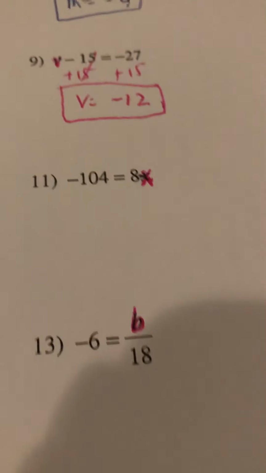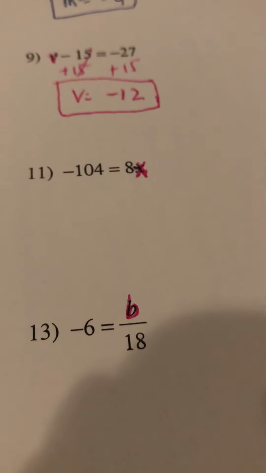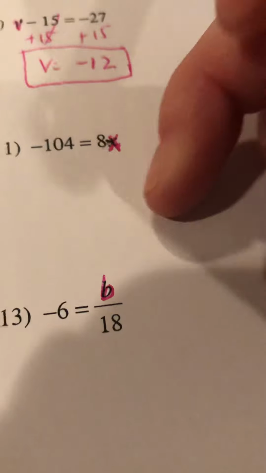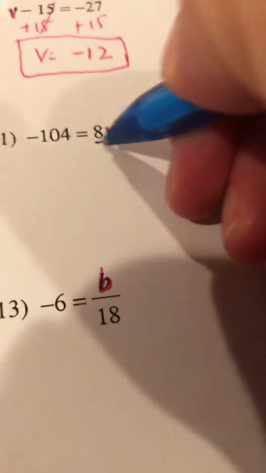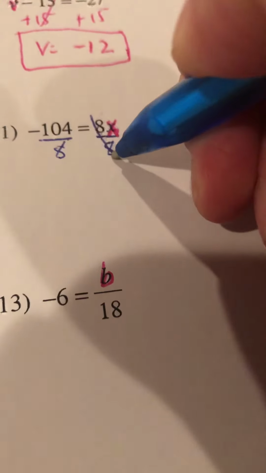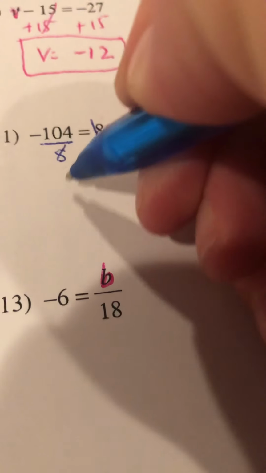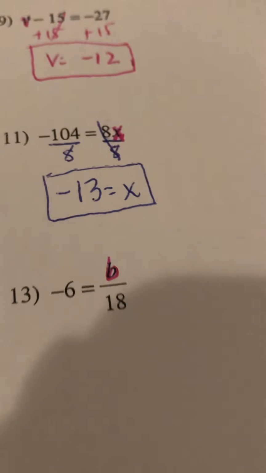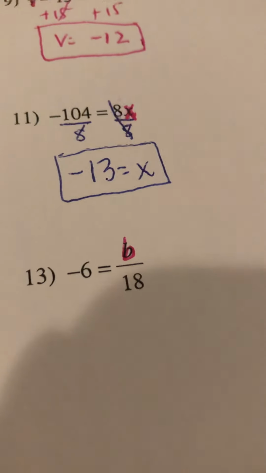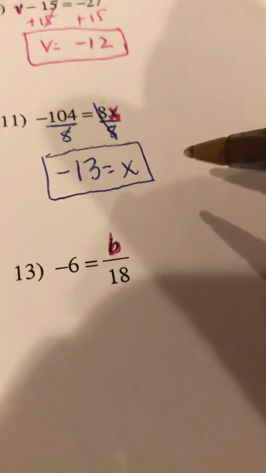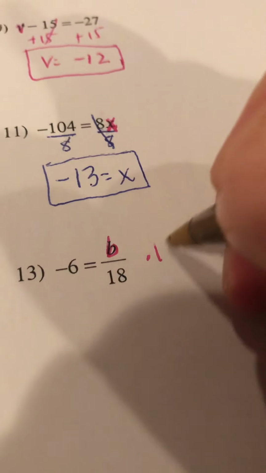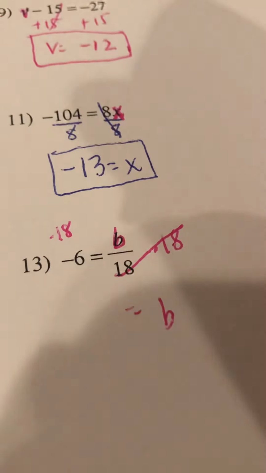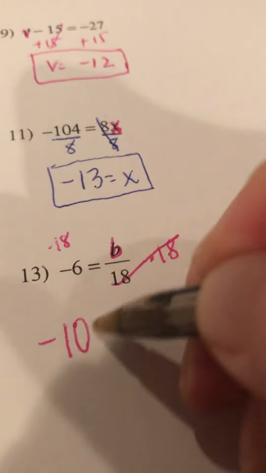And here we are to our next kind of problem. Do you remember? Think, say it out loud to yourself. If this is 8 times x, what should I do? That's right, divide by 8. So that would be a negative 104 divided by 8, which is actually a negative 13. And again, if you can't remember all the sign rules, it's okay. Use your calculator and do your own thing. Right here we have b divided by 18, so we're going to times by 18. 18 times negative 6 is negative 108.